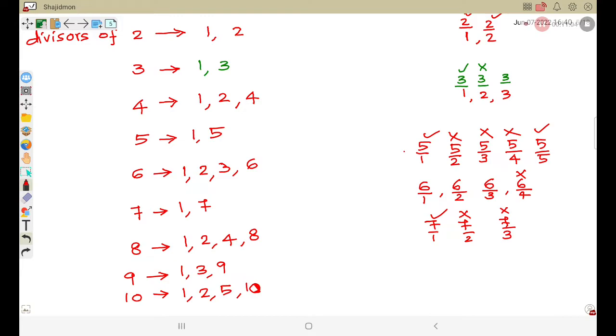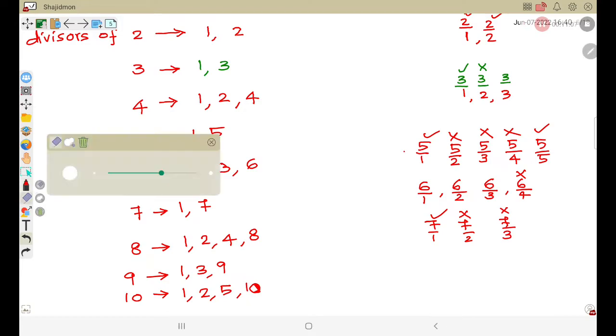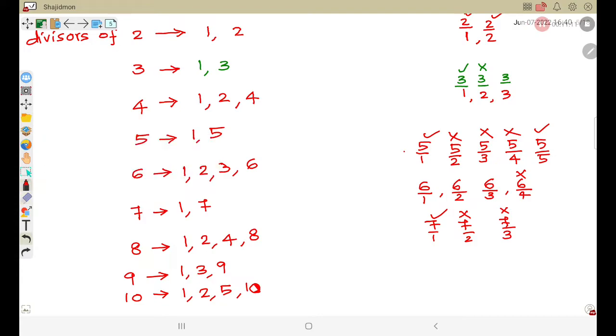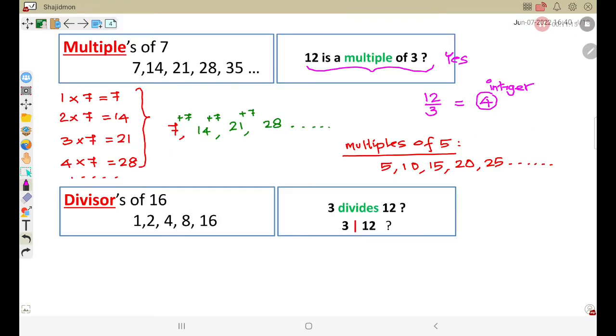So these are the divisors of the numbers 1, 2, 3 up to 10. Now, this is the meaning of divisor, correct? For example, divisors of 16: 1, 2, 4, 8 and 16.